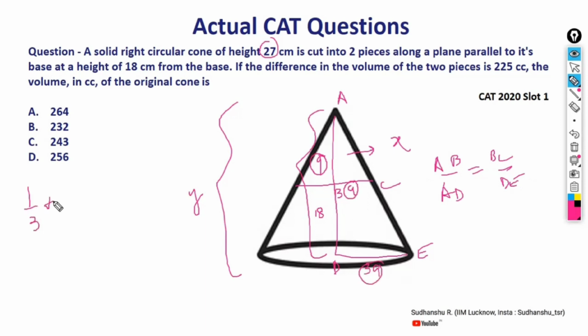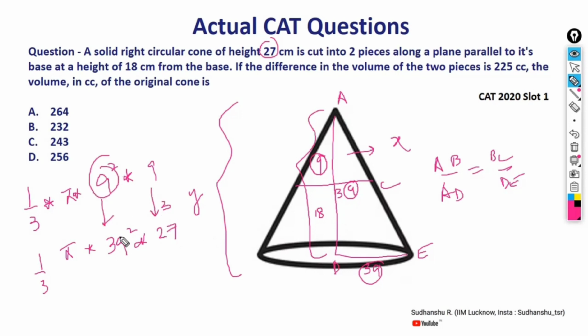Volume of the smaller cone will be 1 by 3 into pi into r square. Let's say r is A. So A square into height is 9. And the volume of the bigger cone will be 1 by 3 into pi into 3A square into H, where H is the bigger height, which is 27. If you see, this height is 3 times and this radius square becomes 3A square, so 9 times. So overall the volume is 27 times. So the ratio of the smaller cone to the bigger cone is 1:27. So if this is X, the volume of the frustum must be 26X.